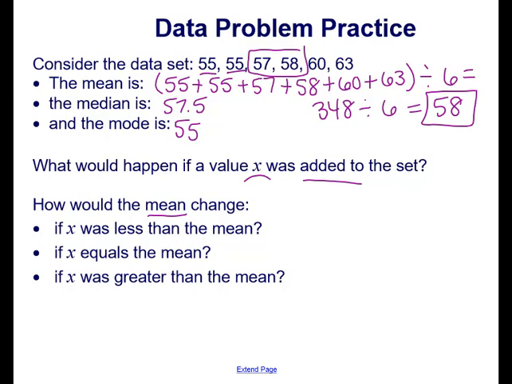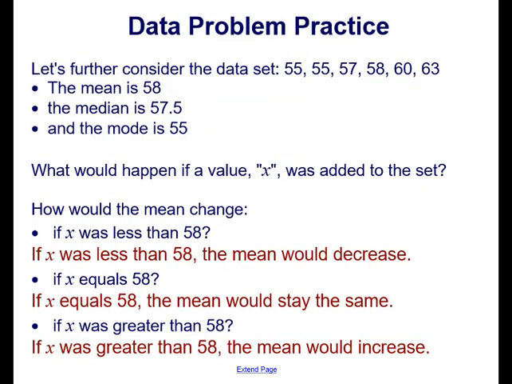So let's take a look. Here we have if x was less than 58, because again, we're seeing what if x being a value added to the set. And how would the mean change? Let's say if x was less than 58. So if x was less than 58, then you're adding a value smaller than the mean, and then you're dividing by a now larger number, because instead of 1, 2, 3, 4, 5, 6 data points, you would have 7. That means the mean would decrease.